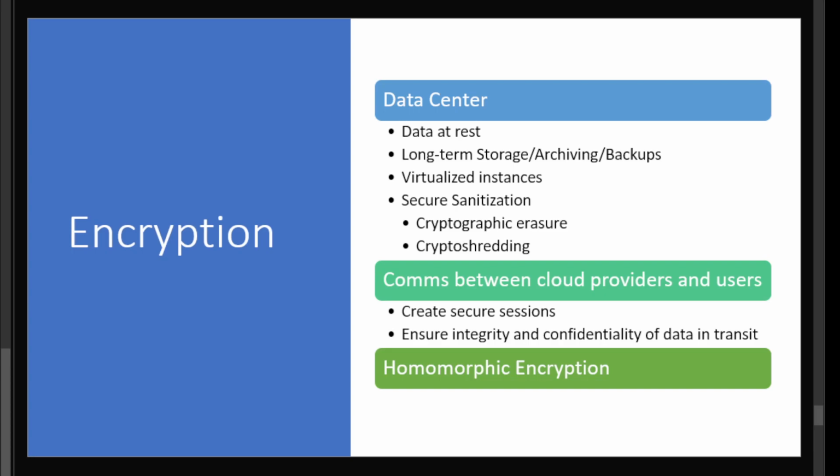Communications between cloud providers and users. Create secure sessions and ensure integrity and confidentiality of data in transit using encryption. Now let's go over homomorphic encryption one more time. This is encryption within the cloud, and this is a proprietary or new technology. It's not really being used yet, but it ensures that data remains encrypted, yet you can access it and use it while it's still encrypted. Like I said, this technology is not really out yet, but it would be very useful for the cloud, as all data would remain encrypted. There's no need for decryption. You can just use it with the homomorphic encryption.